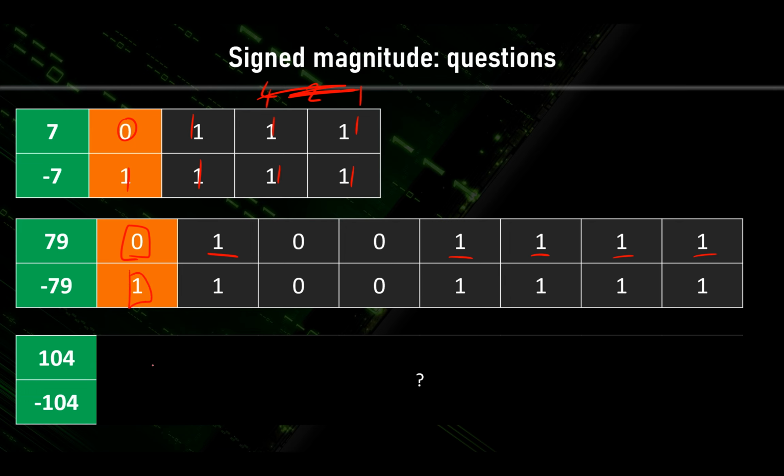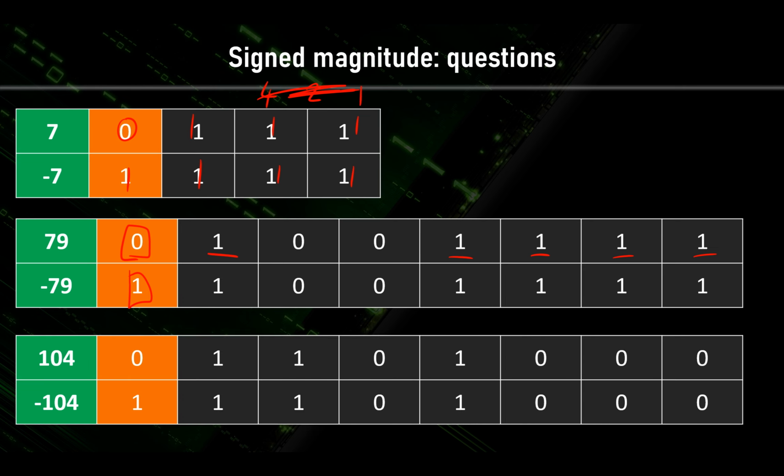Then if we think 104, 128 is too big. Therefore we want 64, and if we have 64, we have 40 remaining. So we're going to have 64 plus 32. That's going to get us to 96. Then there won't be a 16, but there will be an 8. So 64, 32, and 8. That should get us to 104. And again, 0 for positive and 1 for negative.